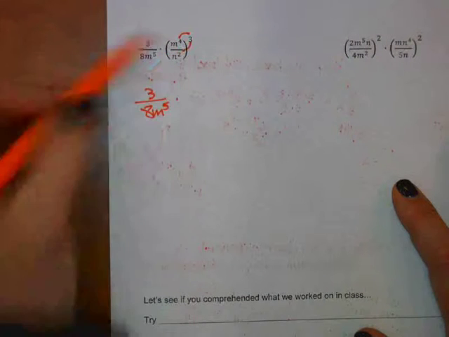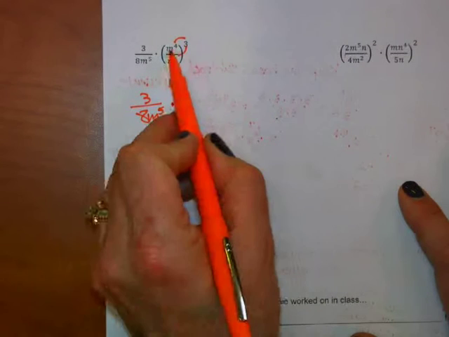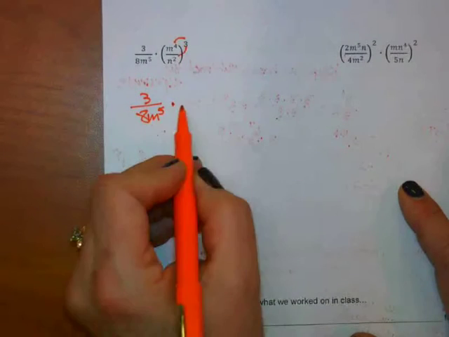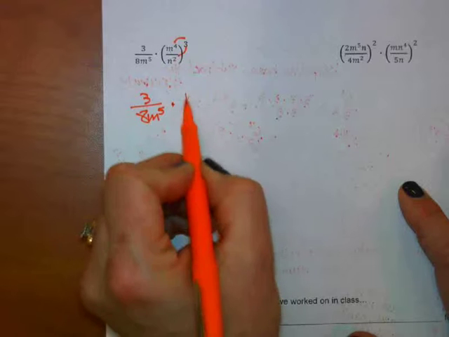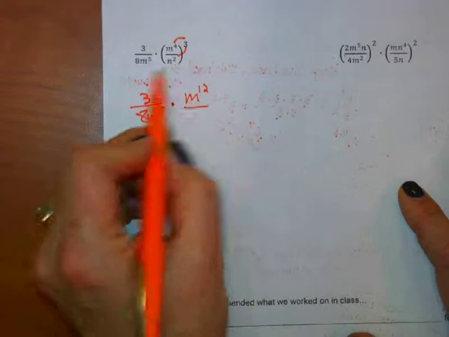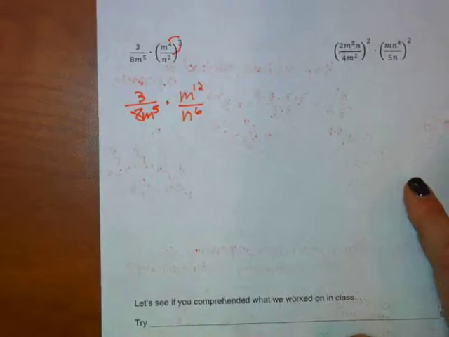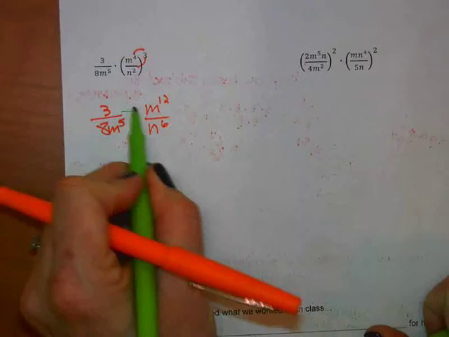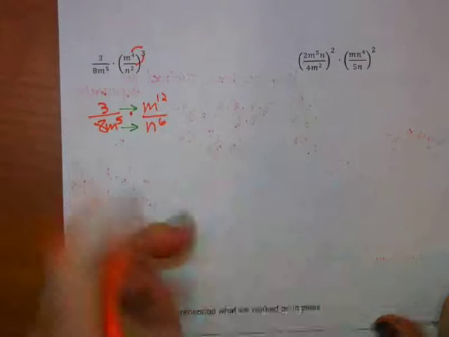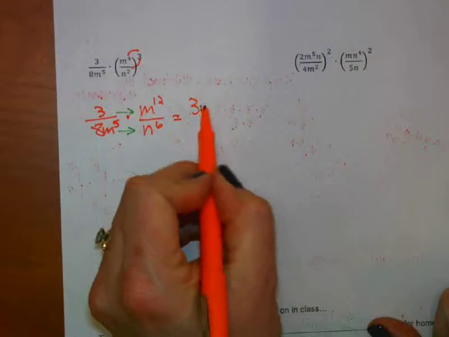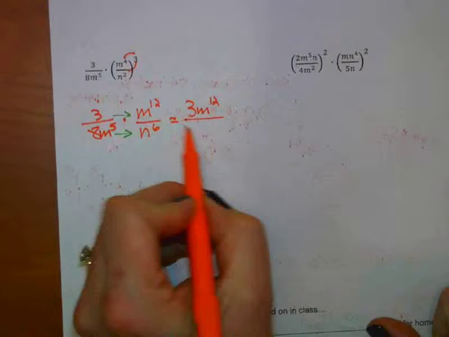So in my numerator, I'm going to have m to the 4th to the 3rd, which means m to the 12th. And then n to the what? 6. 2 times 3. Okay, when I multiply fractions, I go straight across, so I'm just basically going to combine them. 3m to the 12th over 8m to the 5th, n to the 6th.